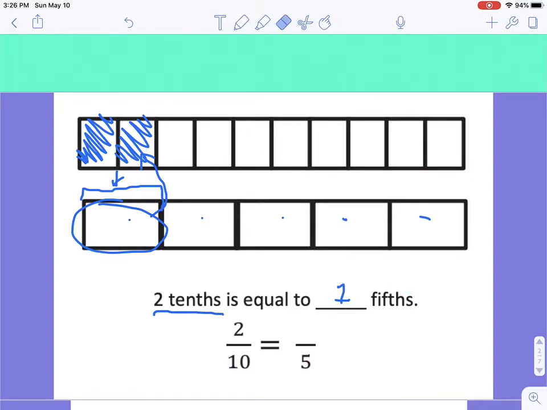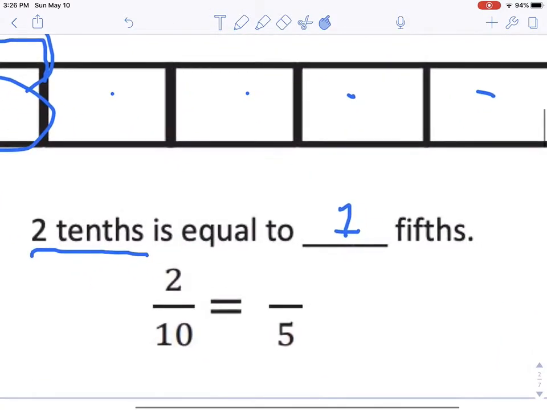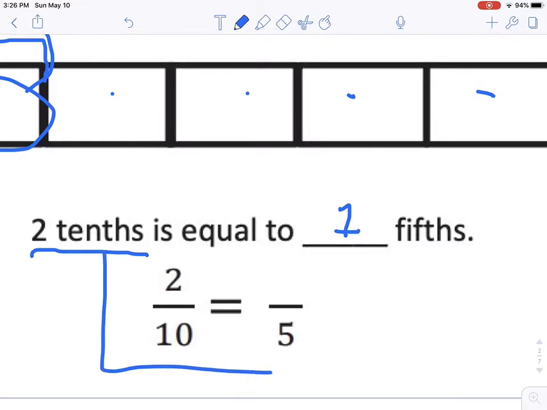Now, one thing I do want to show you here, and this is where it gets a little bit more complicated. Let's say I wasn't given these models. I'm not given these pictures. And I'm just given these fractions here. How could I figure out how many fifths are equivalent to 2/10? Well, we have to do a little bit of math here.